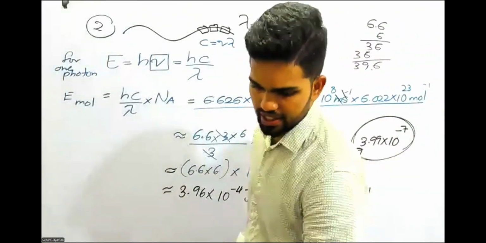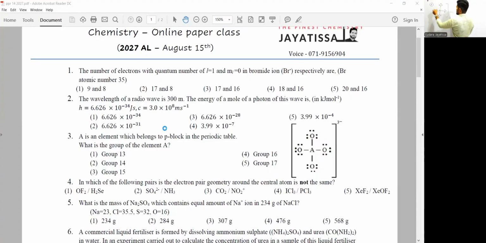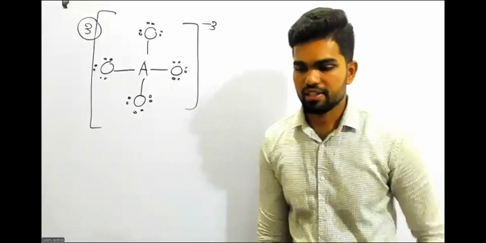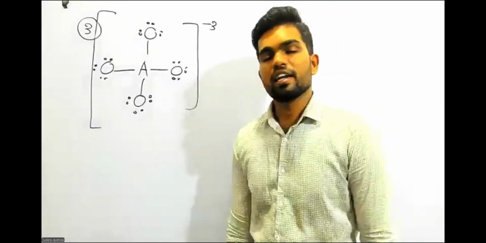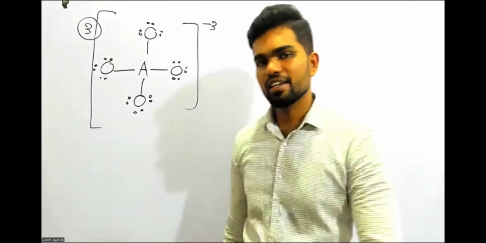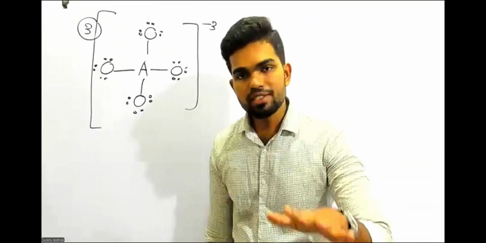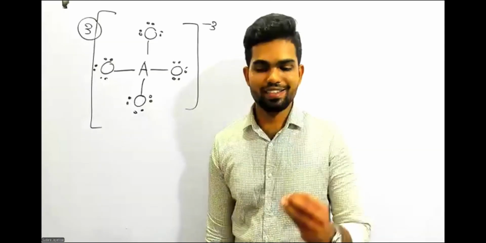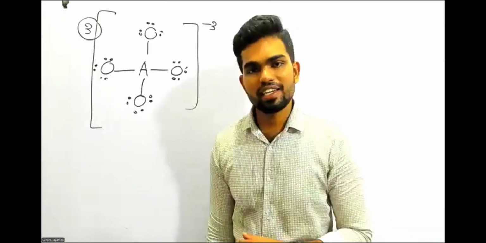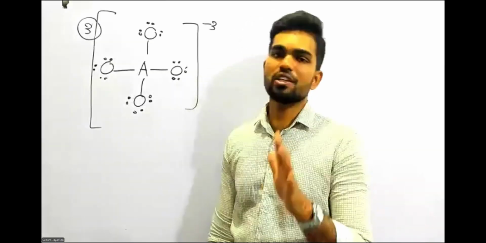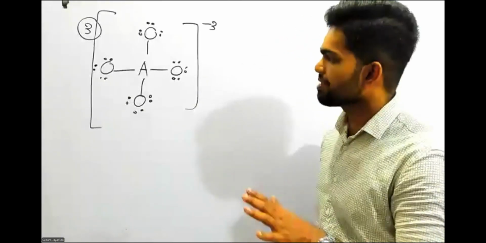Right, so now let's see the question number 3. Okay, so the overall charge here is -3. So it's asking what is the group of A. Okay, now look at this one. Right, now just remind the theories about the formal charge for the Lewis structures. That is the point they are checking here. Formal charge of the elements or atoms in a Lewis structure.